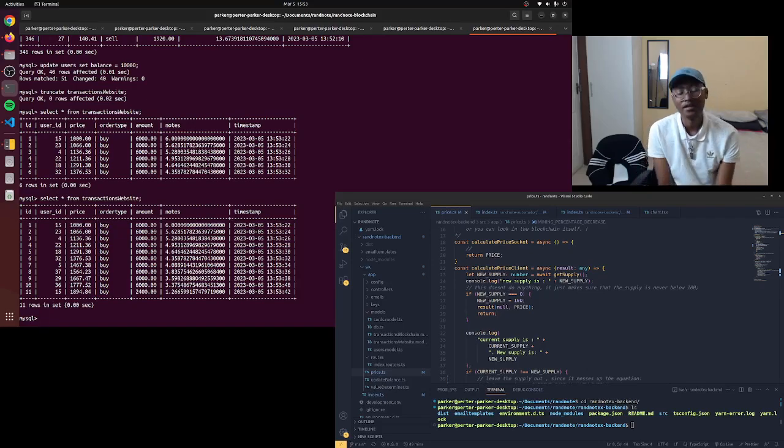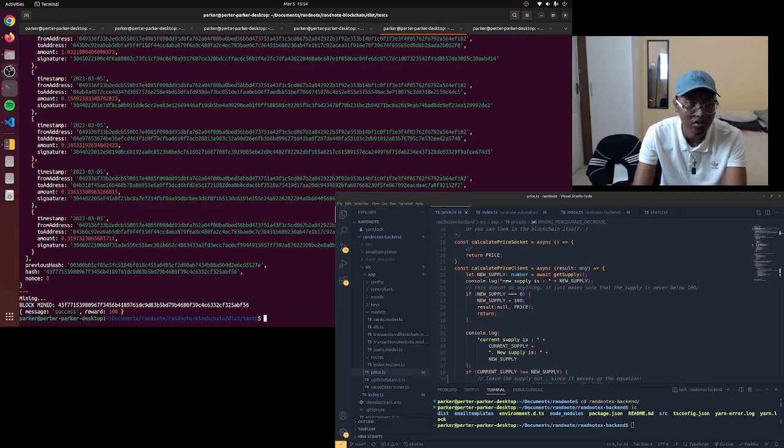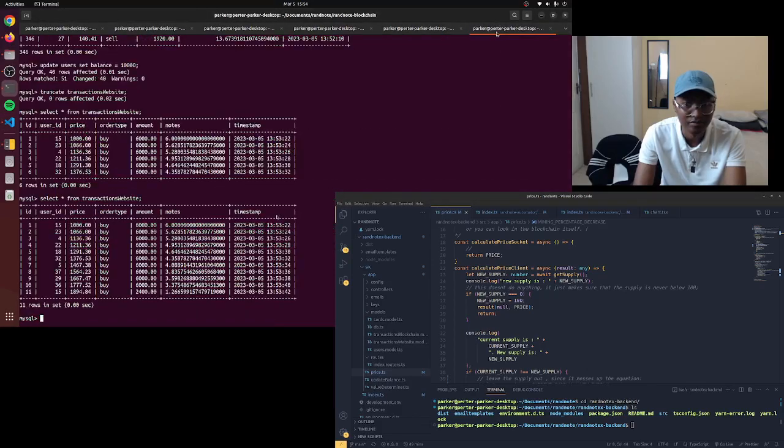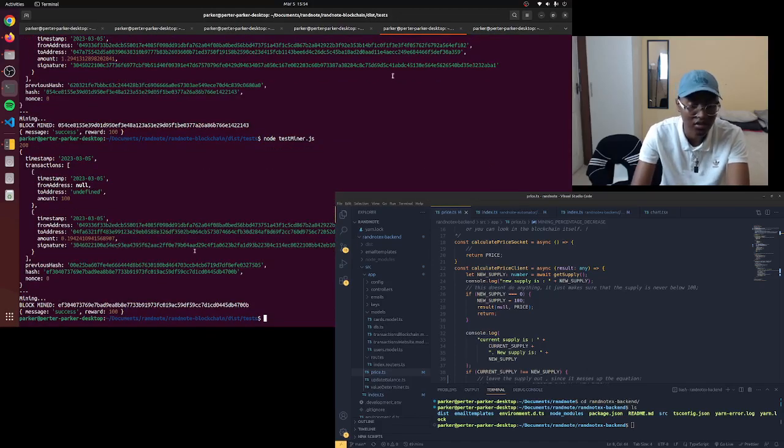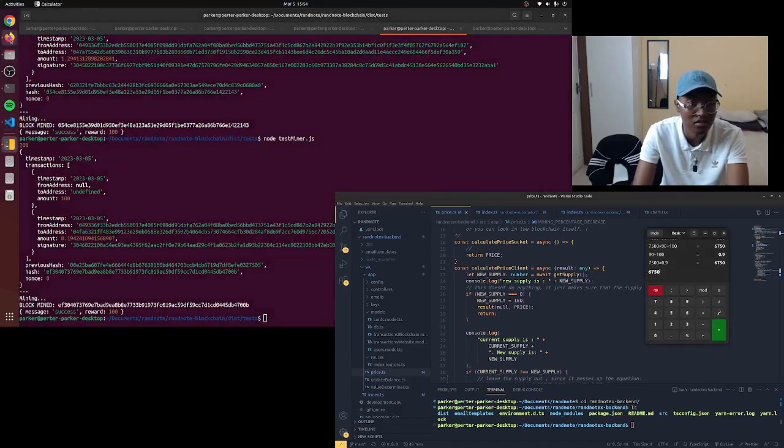I think when I work on the automator for the miner, I'm just gonna make it mine once every 10 seconds. And then I think we'll see what happens from there. Let's just try and mine again. Let's see what happens.